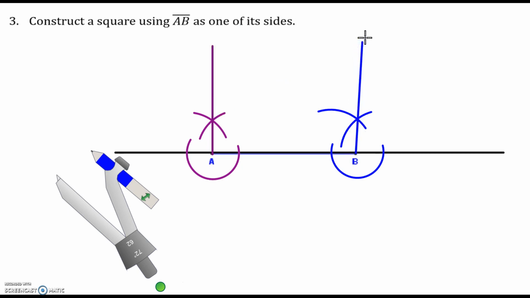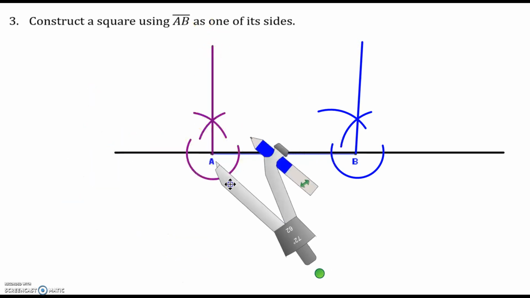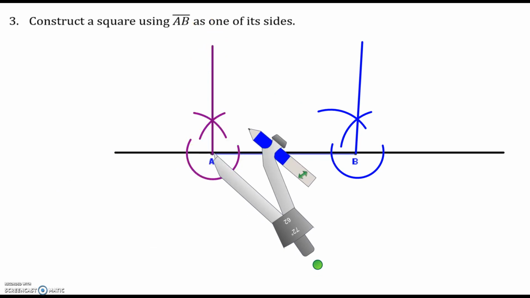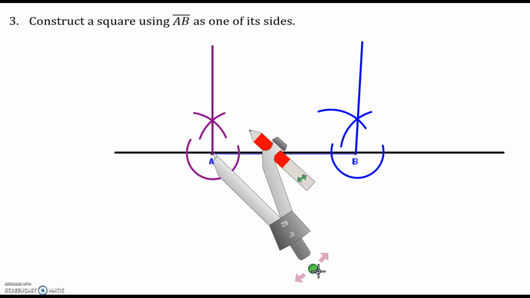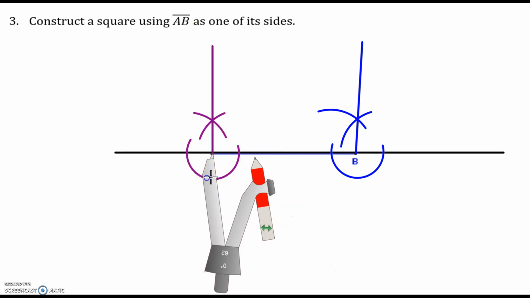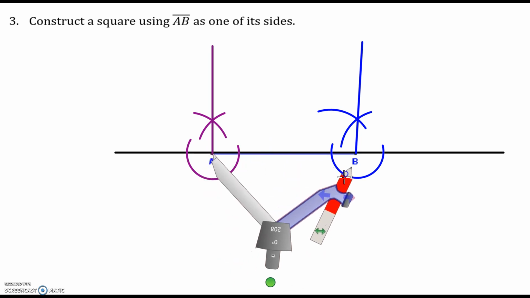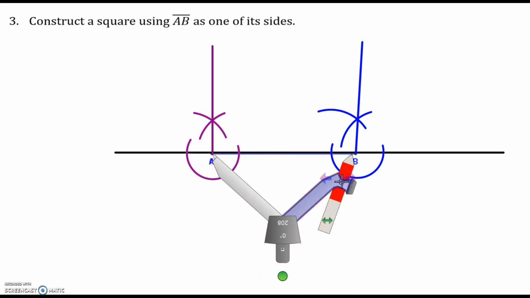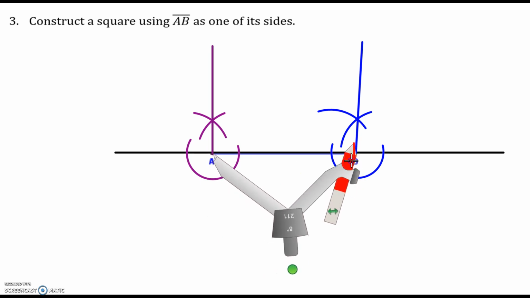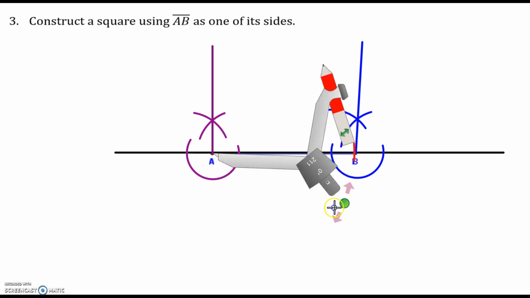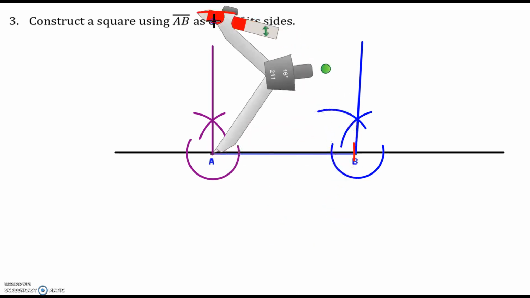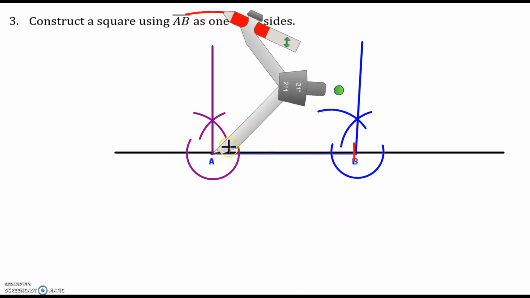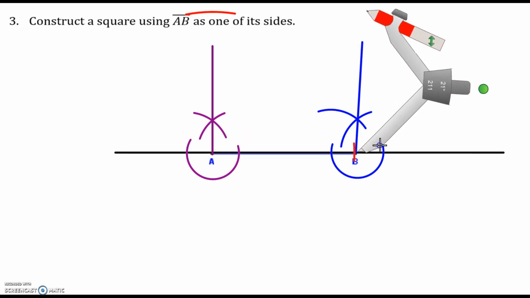And now to make this into a square, we have to measure how long AB is because we need to repeat that measurement. So we're going to take our compass and measure from A to B how long it is. Anytime you measure something, remember you're supposed to swing a little arc to show you did it. Okay, and we're going to take that and put that same measurement upward here and here.